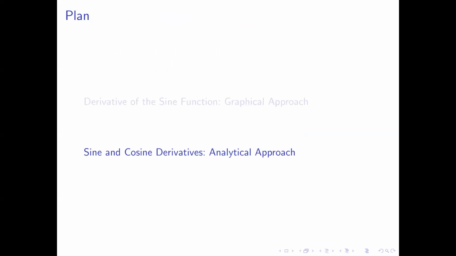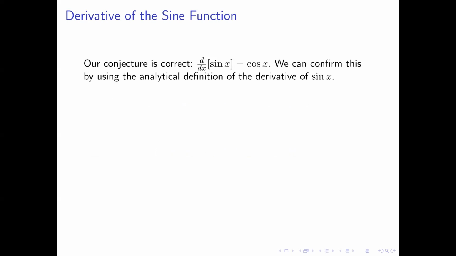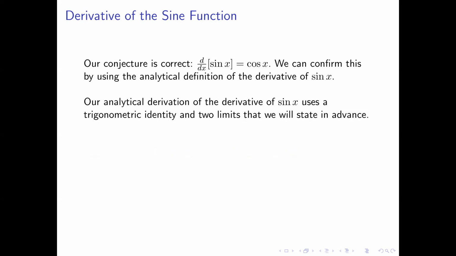Let's turn to doing things analytically in order to see if we're correct about that. In fact, what we just guessed is correct. The derivative of the sine of x is the cosine of x. And we can confirm this by using an analytical method. We'll use the limit definition of a derivative applied to the sine of x.